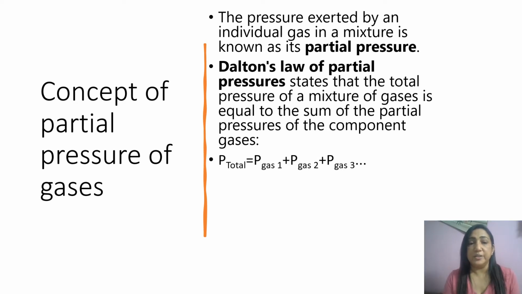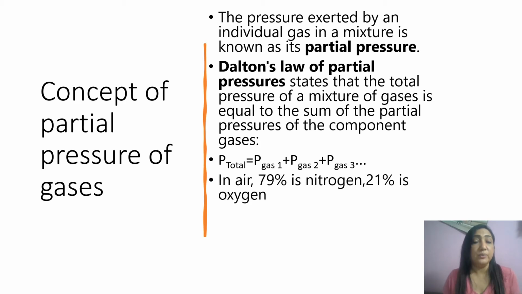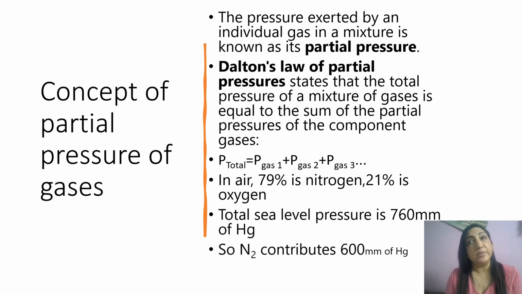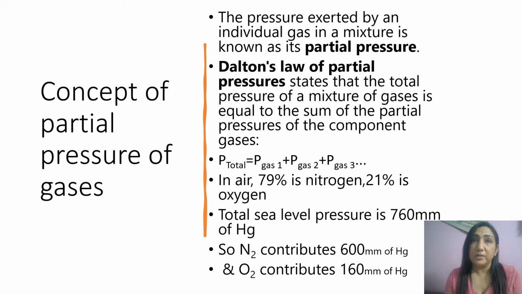So by calculation, the total pressure is equal to gas 1 plus gas 2 plus gas 3. As we know, in the air, the maximum part is nitrogen, and the rest is almost oxygen, that is 79% and 21%. So if the total sea level pressure is 760 millimeters of Hg, then nitrogen contributes about 600 millimeters of Hg, while oxygen contributes about 160 millimeters of Hg. Now we have to know, when we are inhaling this atmospheric air, what happens to the partial pressure of these gases.